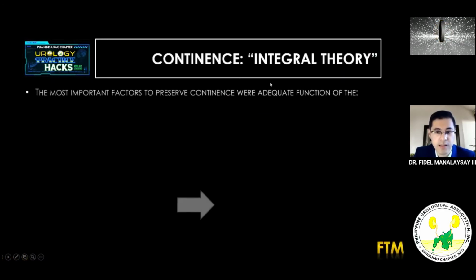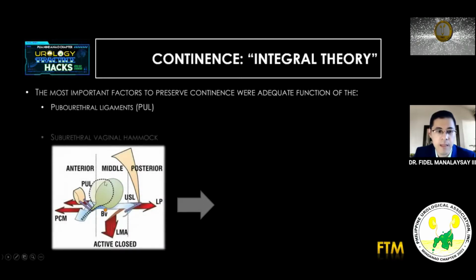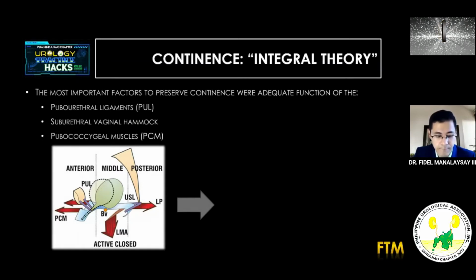According to Petros et al., the integral theory talks about continence, and the most important factors to preserve continence were adequate function of the following: the pubourethral ligament, a suburethral vaginal hammock, and the pubococcygeal muscles. Active closure includes contraction forward of the pubococcygeal muscles, which pulls the vagina tightly around the urethra, closing it off and immobilizing it while the bladder is pulled down like an elastic balloon, kinking and closing off the mid-urethra.